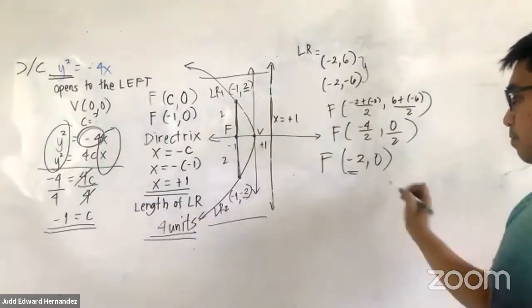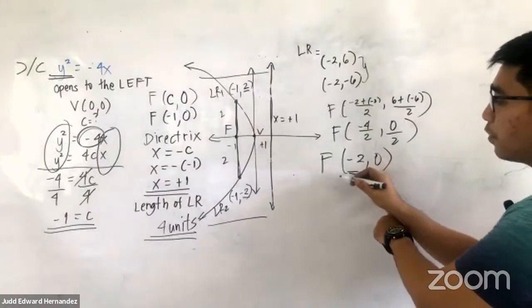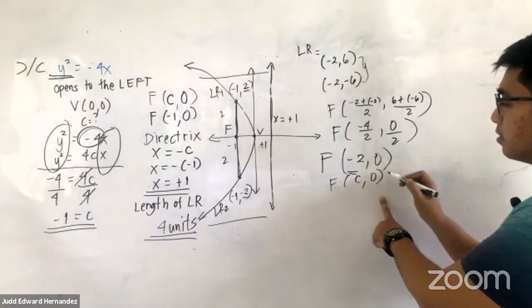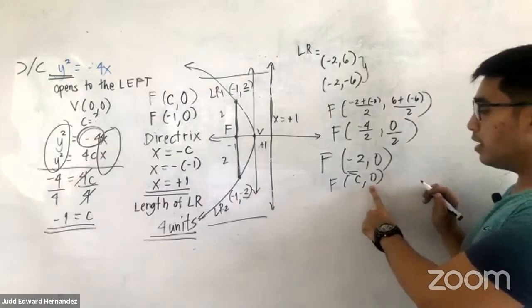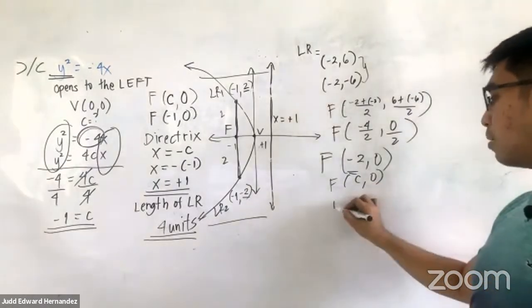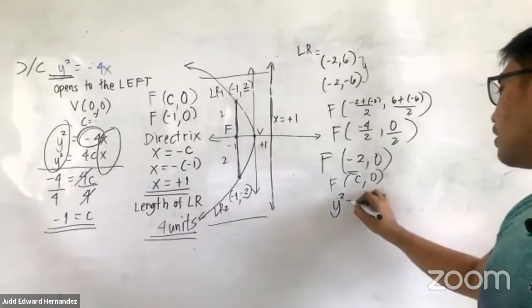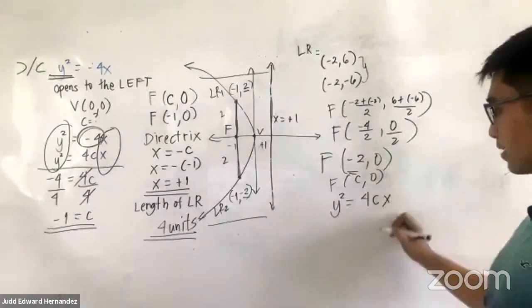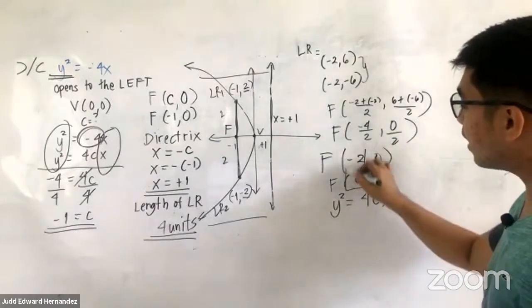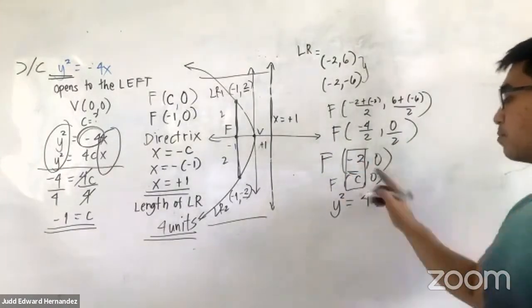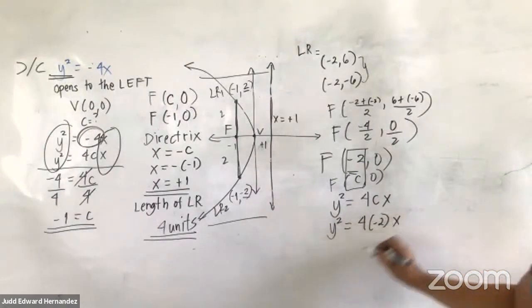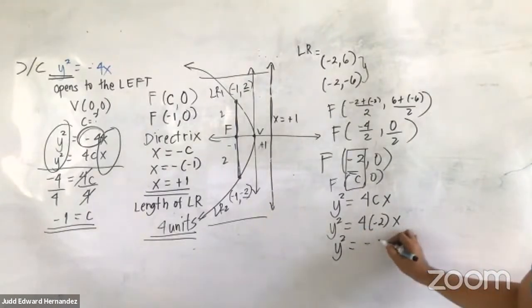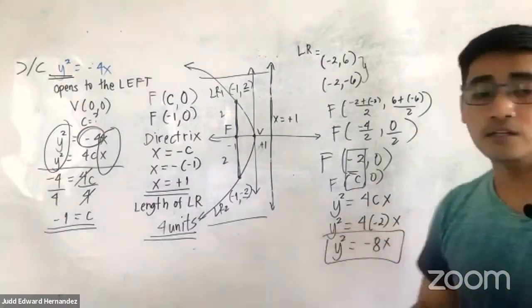If this is the case, since we have the formula F is C, 0, tama ba? C, 0. Okay, alam natin na yung y coordinate yung 0. Therefore, it comes with the equation y squared is equal to 4cx. We could finally say that the value of c is negative 2. Substituting this in the equation, we'll now be having y squared is equal to 4 times negative 2x. Therefore, y squared is equal to negative, what is 4 times negative 2? Negative 8. Okay, so ganun lang yon.